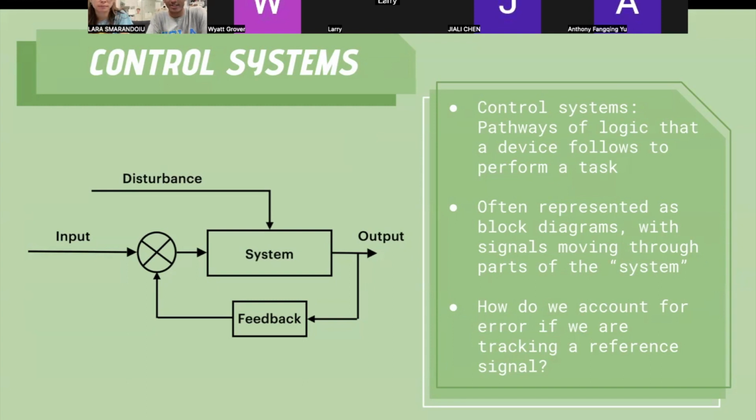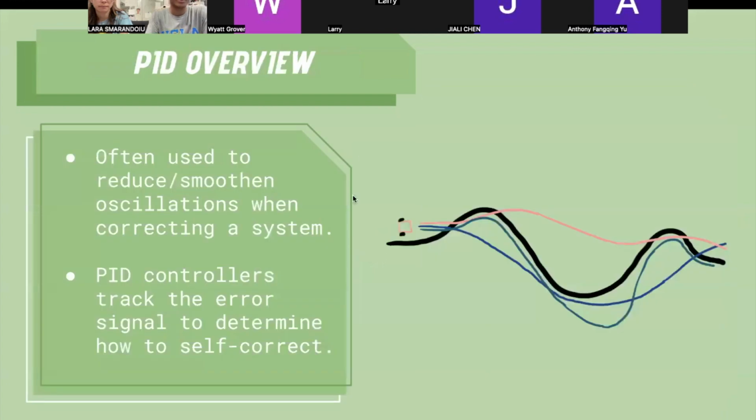Now the question that you want to answer here is how do you actually account for that error when you're tracking a reference, right? If you're constantly measuring the distance that your car is from your hand, how do you adjust where your car is to follow your hand or the wall? So this is where PID comes in. That stands for proportional integral derivative. These are just three different types of controllers that you want to use.